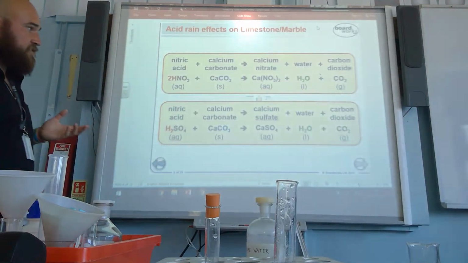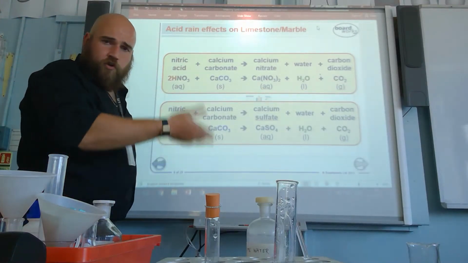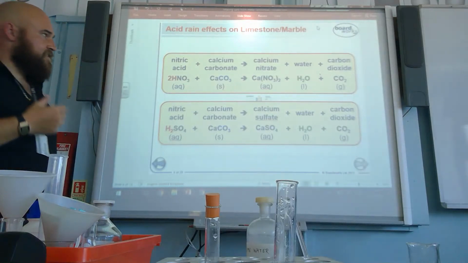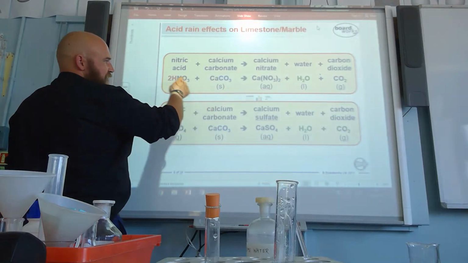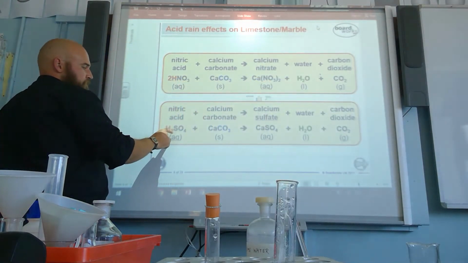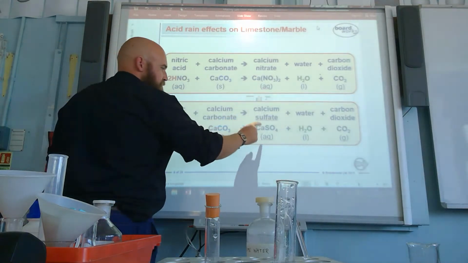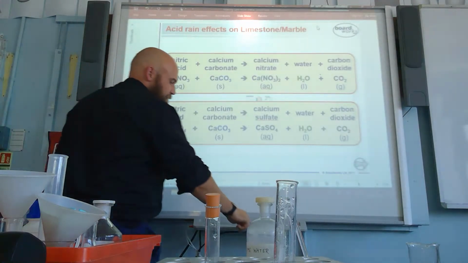And here's just two equations. These two reactions will be happening to our George Washington statue and that other statue I looked at. The calcium carbonate that it's made of is reacting with the nitric acid to make calcium nitrate and the sulfuric acid to make calcium sulfate. And the key thing here is the state symbols.